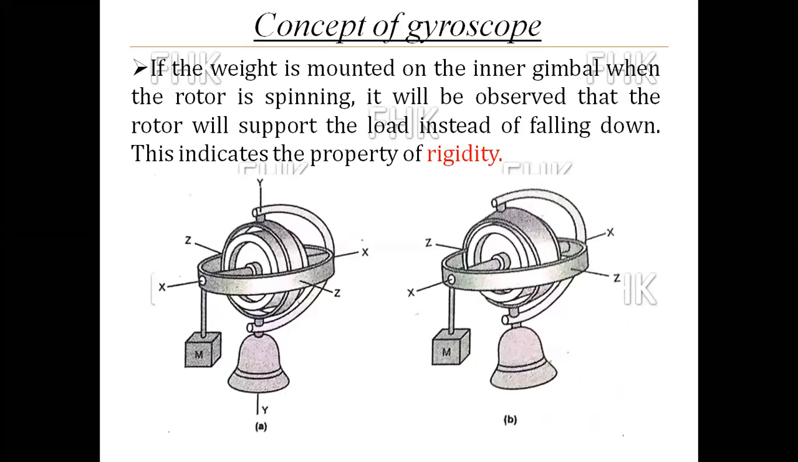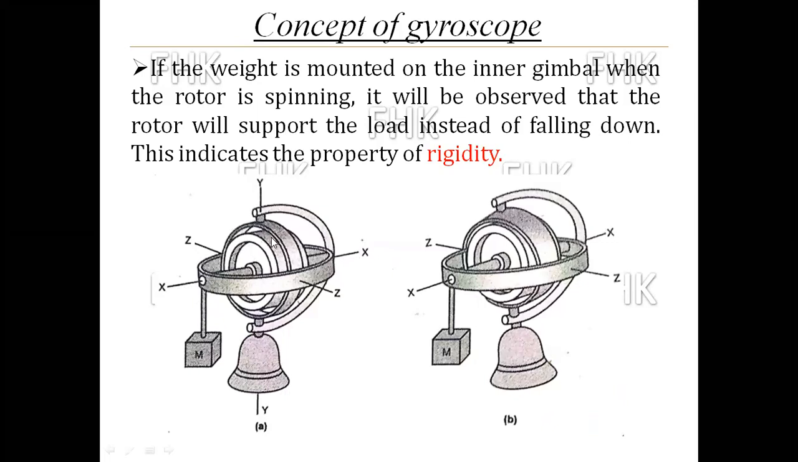A gyroscope is a mechanical device which contains a heavy metal rotor and has 3 degrees of freedom. As you can see in this image, the heavy rotor is rotating about the axis XX. This XX axis is called the spinning axis, or spinning freedom.